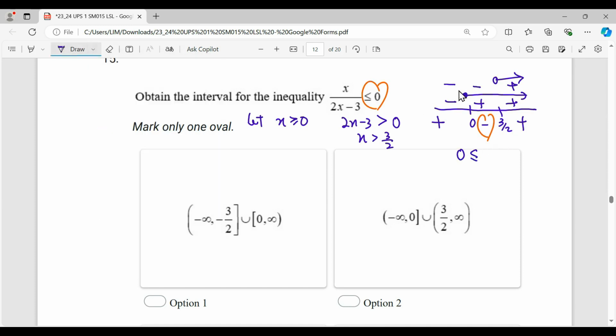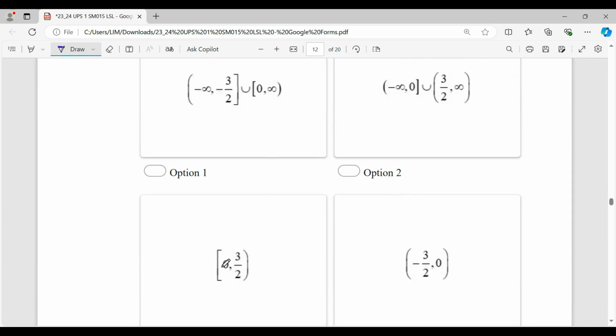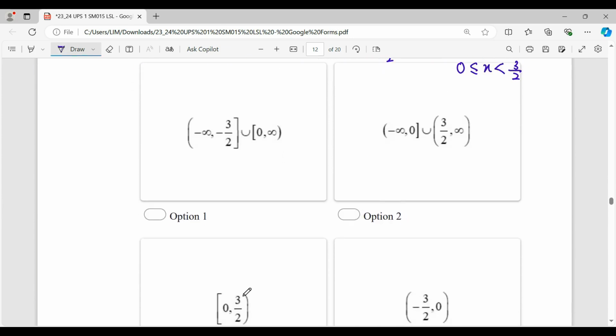0 is included, as we can see, filled circle. Then 3 over 2 is not included, so empty circle. You can see the empty circle here. Therefore, here we have our option. 0 is included, 3 over 2 is not included.